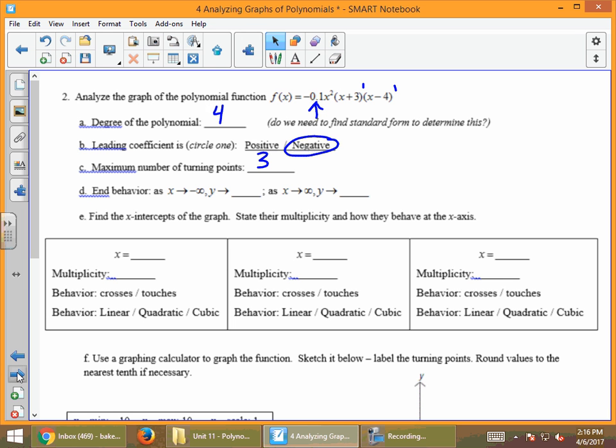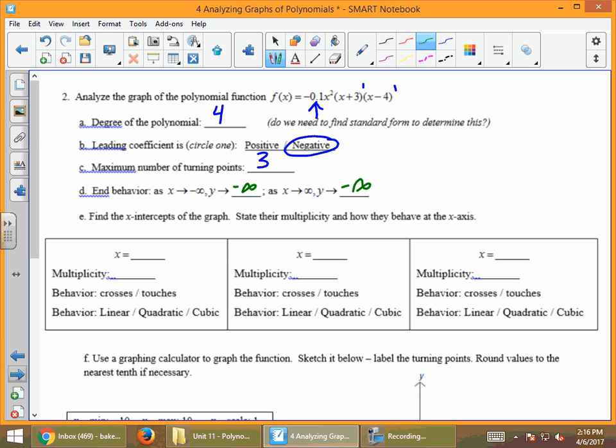You said it was negative. So if it's negative and even, that means the arrows are pointing in both directions. But which direction are they pointing? It's negative. Yeah, they're pointing down. So both arrows are pointing down. That means both y's are going to be pointing towards negative infinity. They're both pointing down. That's how you can do it without using your calculator.